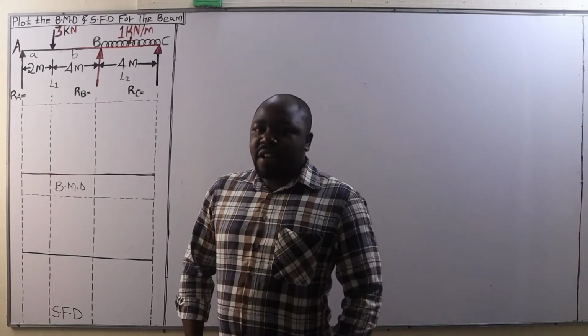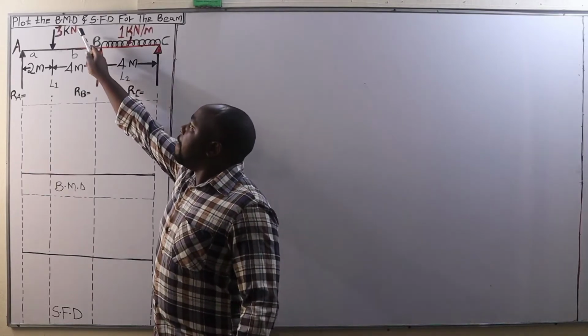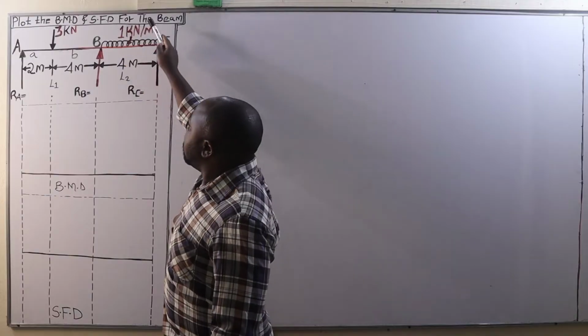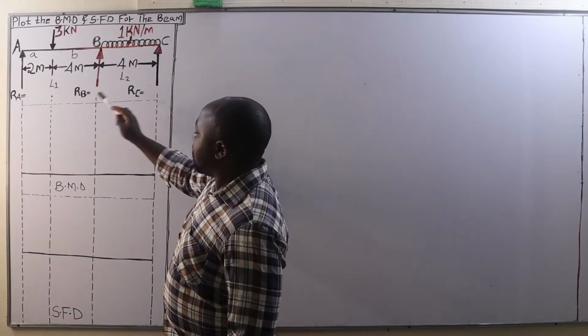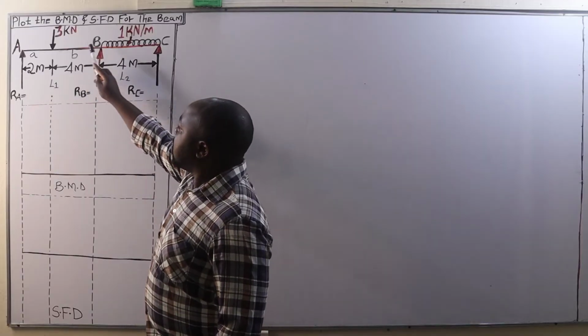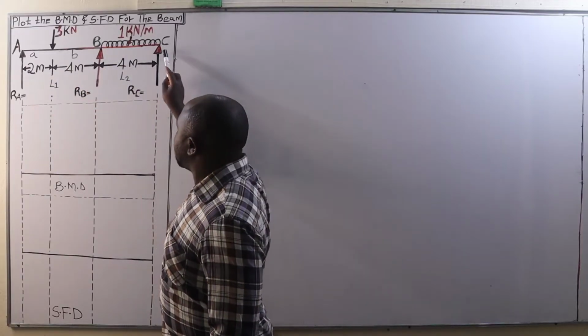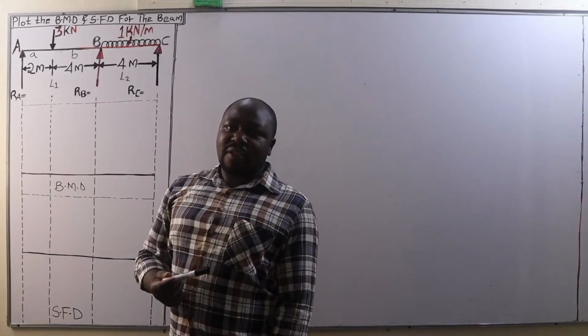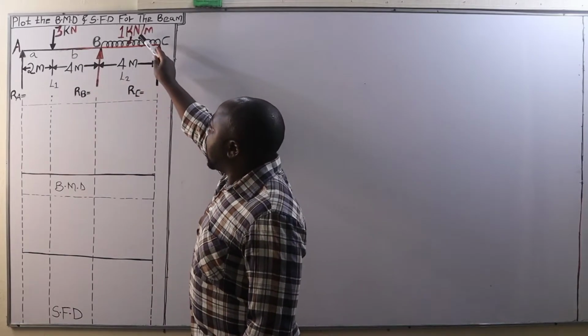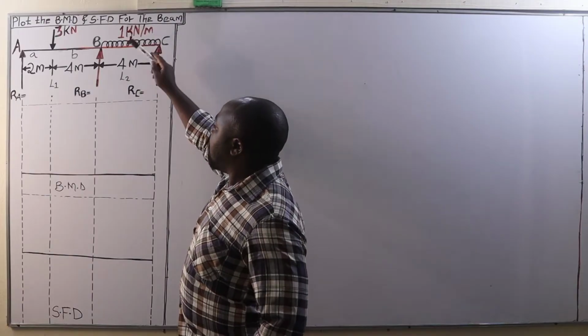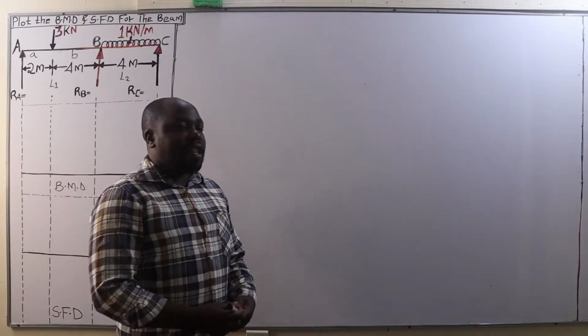In today's lesson, we are going to plot the B.M.D as well as the S.F.D for the beam shown in the figure below. This is a continuous beam that is supported on three supports, support A, support B, as well as support C. It is loaded with two loads, a point load of 3 kilonewtons and a UDL of 1 kilonewton per meter.